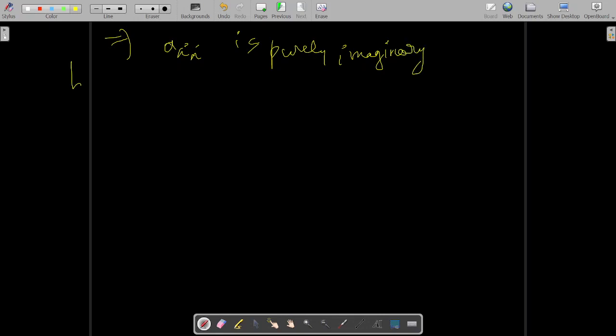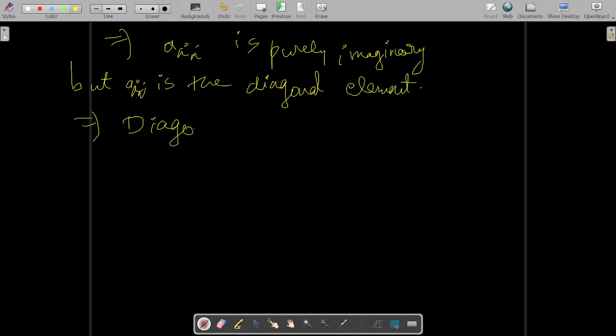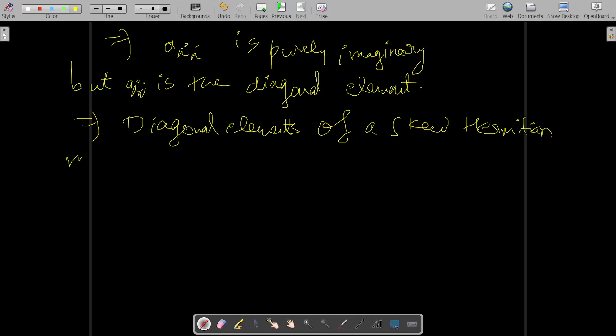But Aii is the diagonal element. That implies that the diagonal elements of a skew Hermitian matrix are either 0 or purely imaginary.